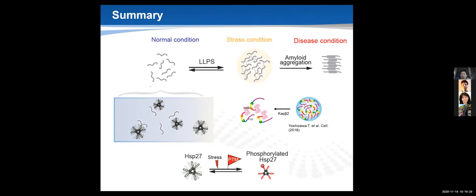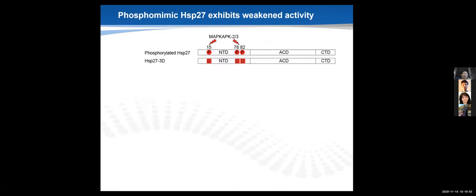So very interestingly, HSP27 upon stress can be phosphorylated at the N-terminal, and it can dissociate from a high molecular weight oligomer to low molecular weight oligomers. So the state of HSP27 changes. So we want to dig further to see if stress can fine-tune the activity of HSP27 for chaperoning FUS RC phase transition. So we mimicked phosphorylated HSP27. It is well known that upon stress, these three sites are phosphorylated. And we made the 3D mutation to mimic that.